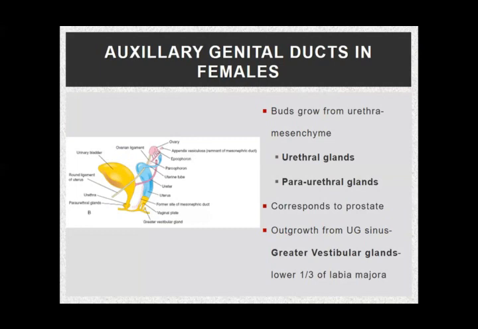Then, down here is the urogenital sinus. So from the urogenital sinus, there is an outgrowth, one on either side. This outgrowth develops into greater vestibular glands. The greater vestibular glands open into the labia majora. Okay? So they are mucus secreting greater vestibular glands. They are lying in the superficial perineal pouch, if you remember.